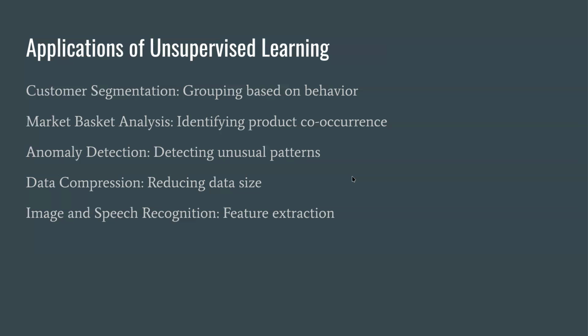Applications of unsupervised learning. So unsupervised learning has numerous practical applications across numerous fields. For example, in customer segmentation, it groups customers based on purchasing behavior to tailor marketing strategies. And in market basket analysis, it identifies products that frequently co-occur in transactions. Anomaly detection helps in fraud detection by identifying unusual transactional patterns. And data compression reduces data size for storage efficiency, and unsupervised learning techniques are also used for pre-processing and feature extraction in image and speech recognition.